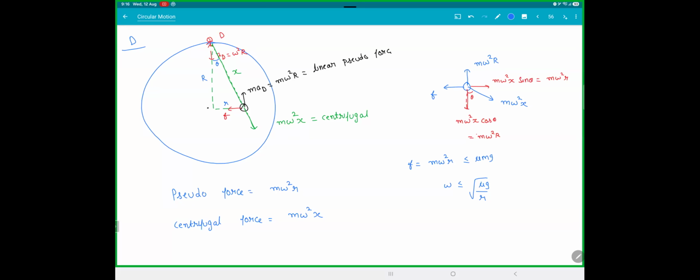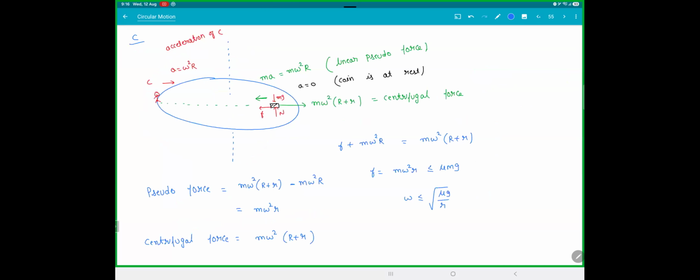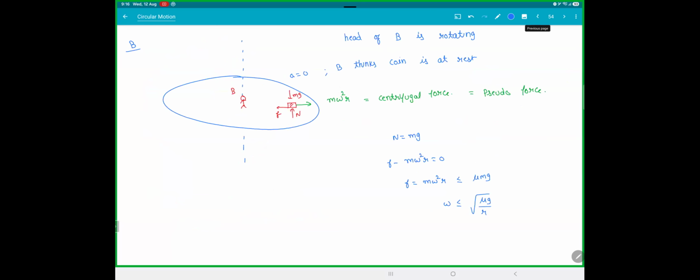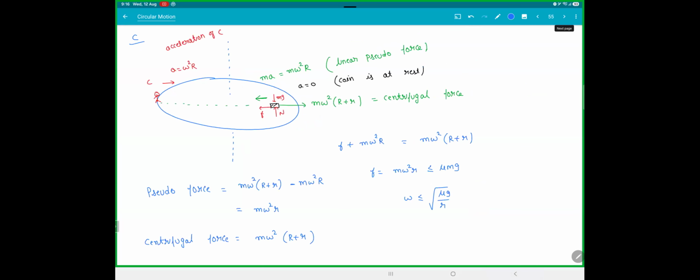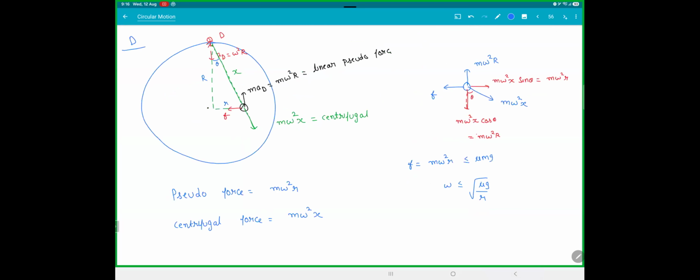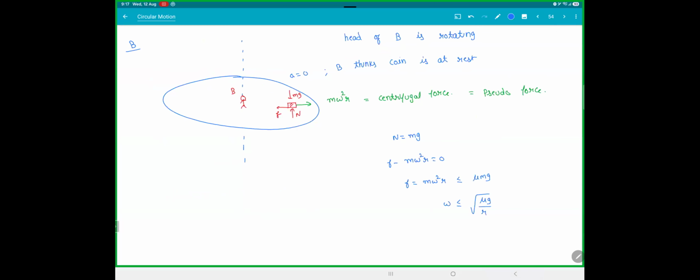Okay? Now, if this is getting overwhelming, let's keep it simple. Whenever you're solving problems, remember, we will always keep the observer at the center of the disk. Let's keep it very simple. When you're solving problems, don't think so much. Keep the observer at the center of the disk. When you keep him at the center of the disk, linear pseudo force will become zero. There's only one pseudo force, centrifugal force. So till now, whatever you learned in school, the centrifugal force is m omega square r. The observer is always at the center of the disk. But if you keep the observer at different places, centrifugal force will not be m omega square small r. It will change. Is that point clear, everyone?